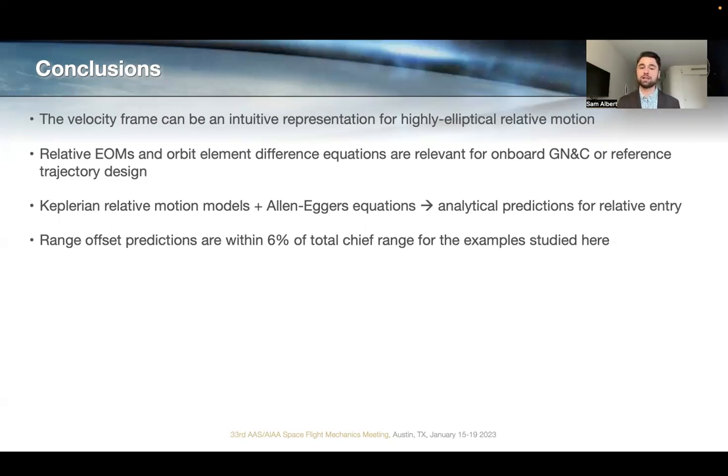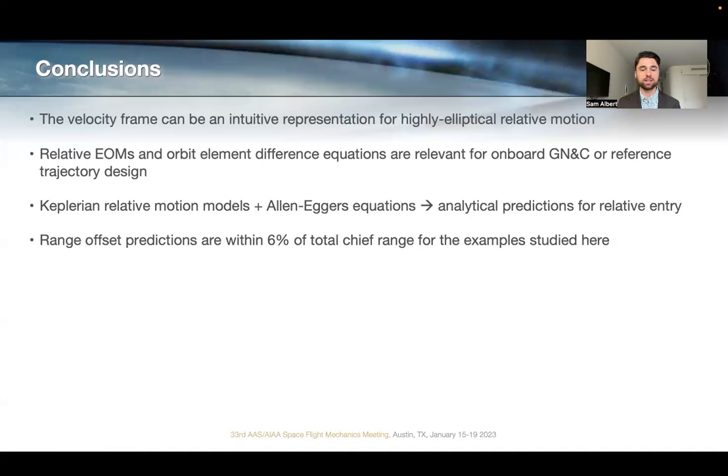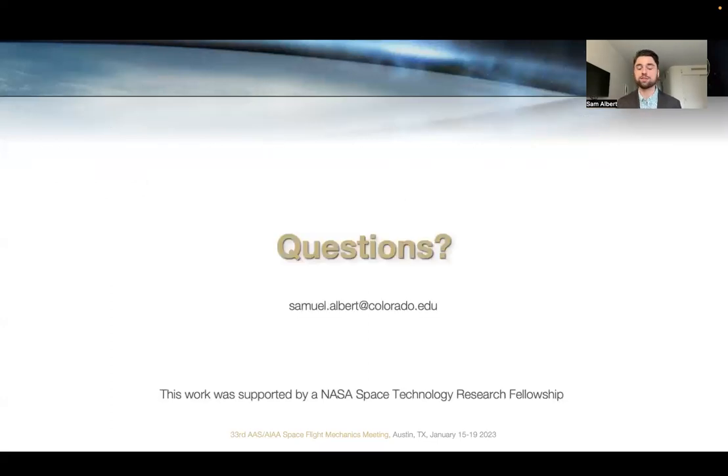And then we went through an example application of all of this by combining the Keplerian relative models with the Allen-Eggers equations to analytically predict the offset in range on the surface due to a maneuver in the velocity frame during approach. And lastly, I'm just noting that in this figure, I'm showing percent error with respect to the actual offset in range. But if you take the error of the predicted offset relative to the total range covered by the chief, then all of these errors are below 6% in that case. So at least if you look at it that way, we get a reasonably accurate prediction here, fully analytically using these relative motion models.